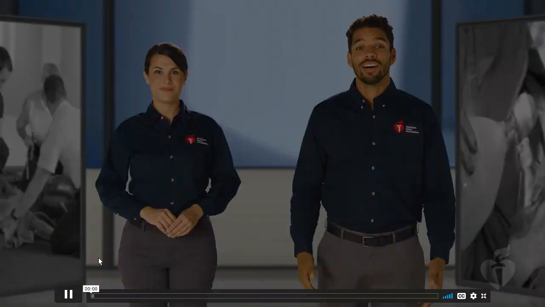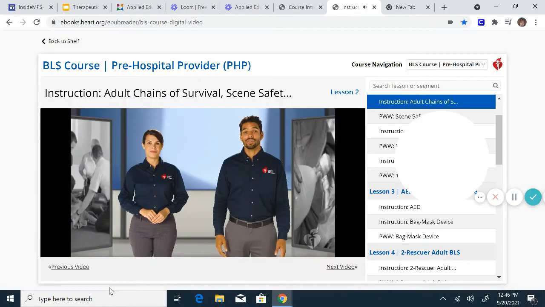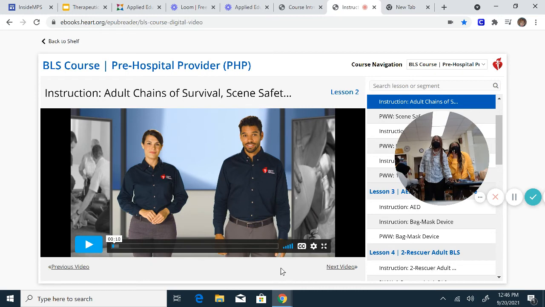On any given day and at any time, you can encounter a victim of cardiac arrest because about every 90 seconds, a person dies of sudden cardiac arrest.